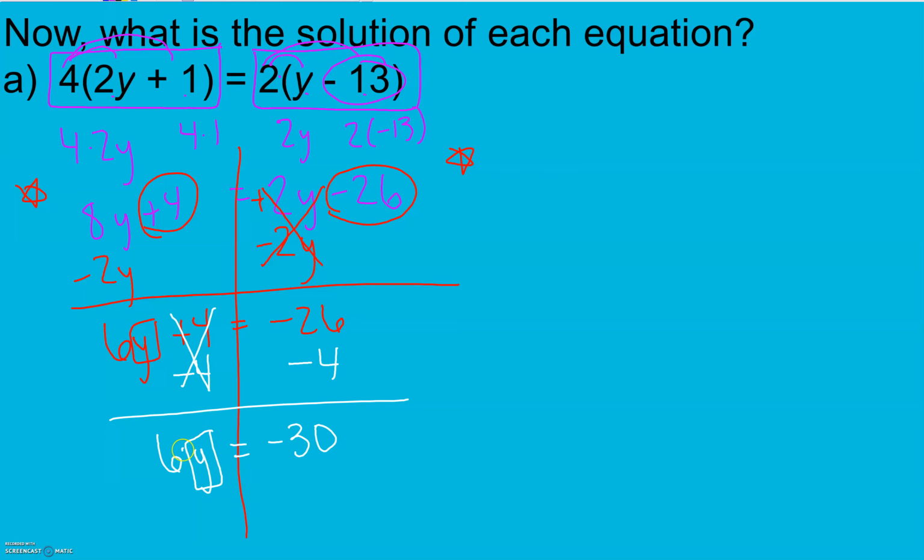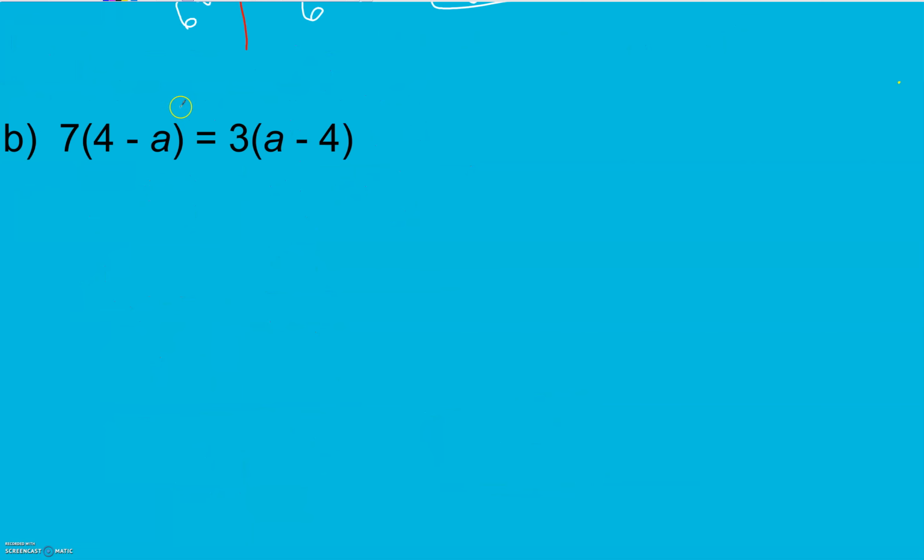And now to get my y by itself, I get rid of that multiplication. And again, we use those backwards PEMDAS steps, and we get negative 5. If we plug that back in, that will check. Same idea here. We're going to simplify our left and right expressions.